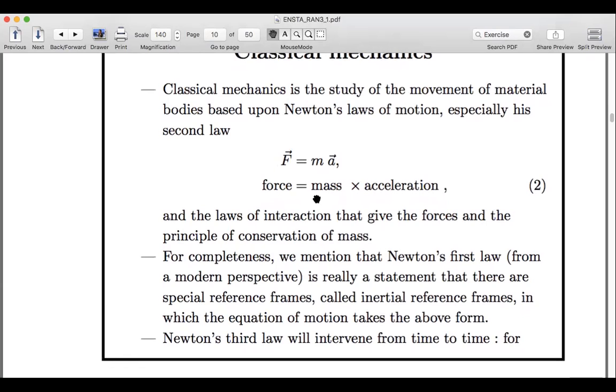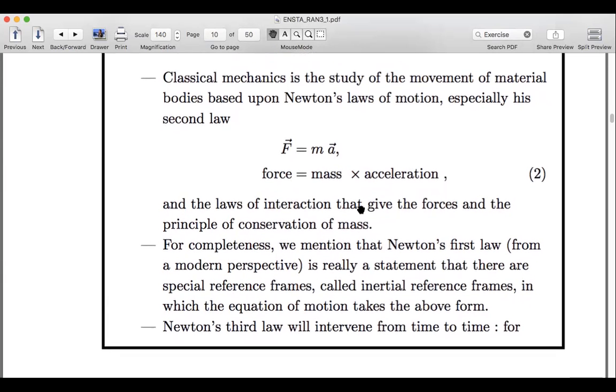But this is written for particles, and a large part of our job here in fluid mechanics is to transform these laws for particles to the case of a fluid that we're going to approximate as a continuous medium.